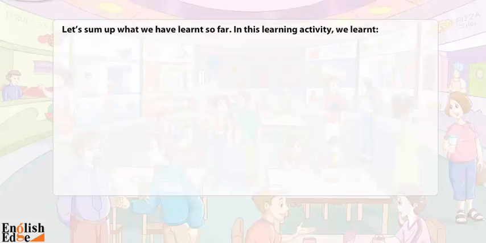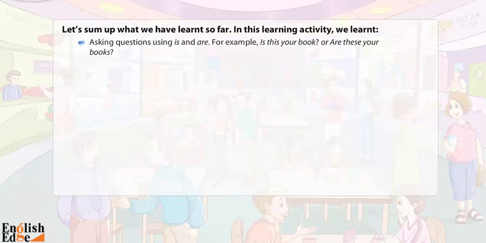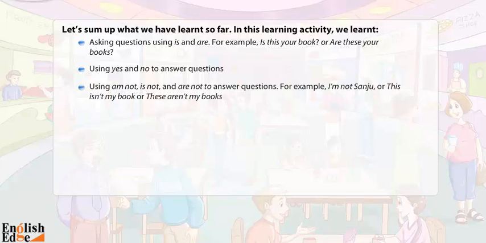Let's sum up what we've learned so far. In this learning activity, we learned asking questions using is and are. For example, is this your book? Or are these your books? Using yes and no to answer questions. Using am not, is not, and are not to answer questions. For example, I'm not Sanju, or this isn't my book, or these aren't my books.